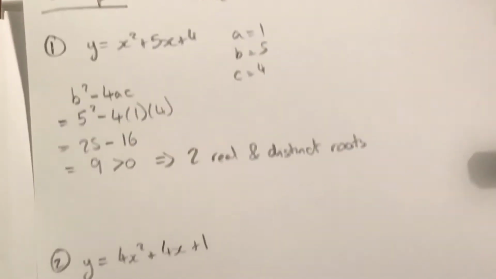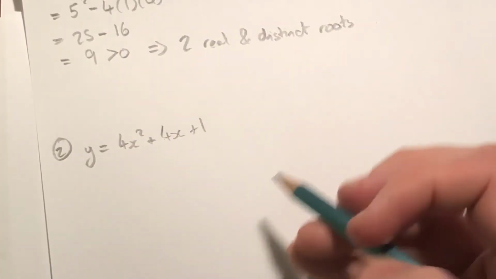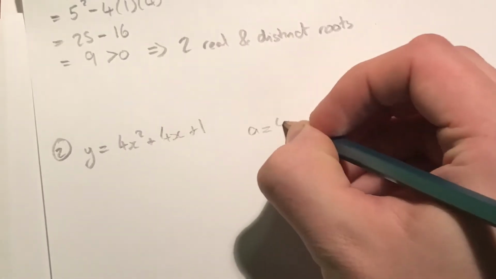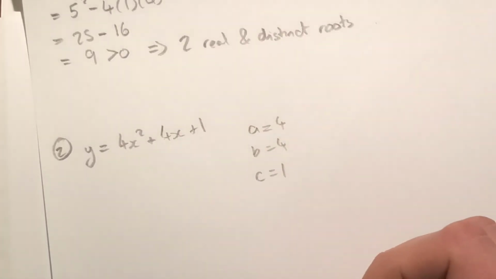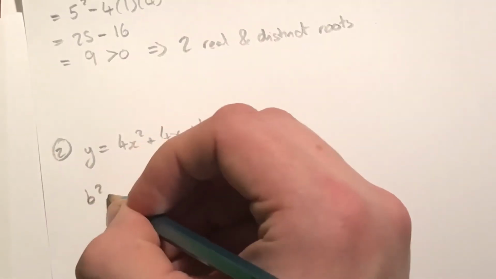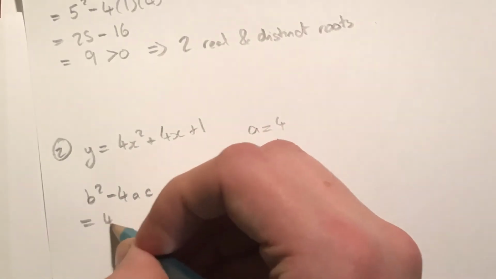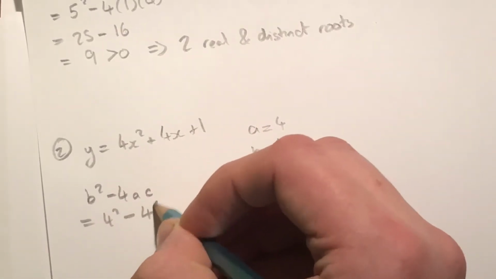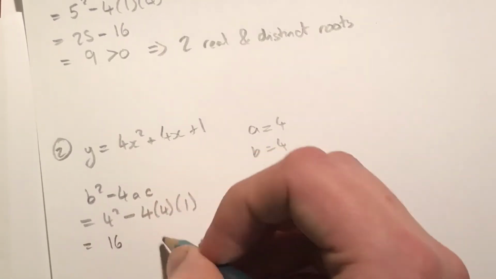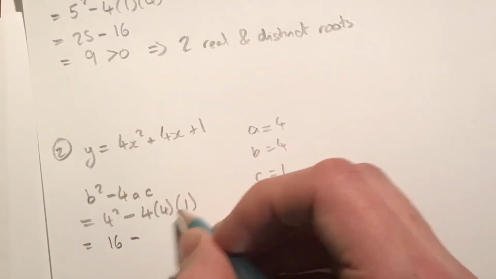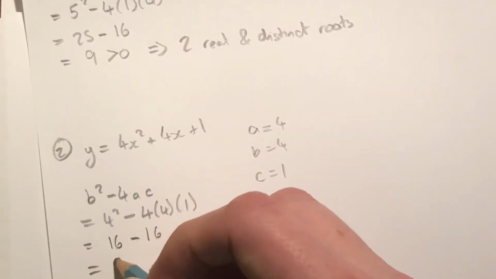Okay? So next example, we've got y equals 4x squared plus 4x plus 1. So again, this time a is 4, b is 4, and c is 1. So from there we can say b squared minus 4ac is equal to 4 squared minus 4 times 4 times 1. 4 squared is 16, minus 4 times 4 times 1 is 16. And 16 take away 16 is 0.